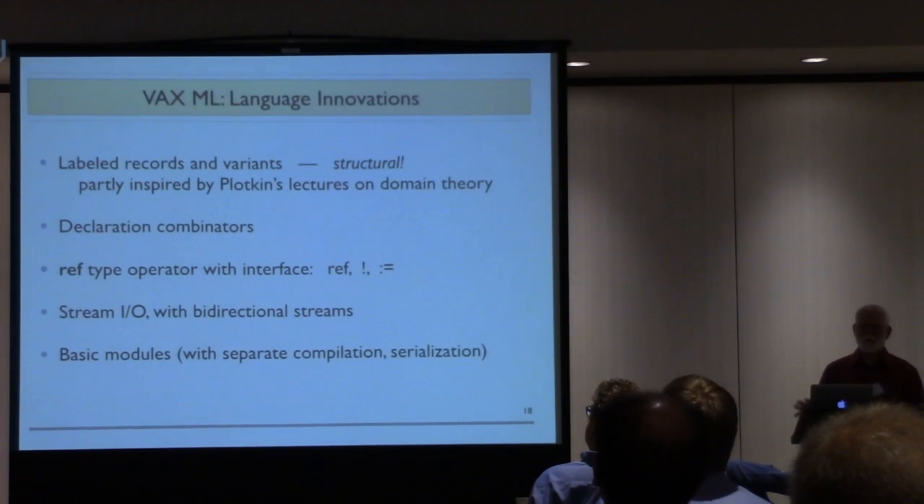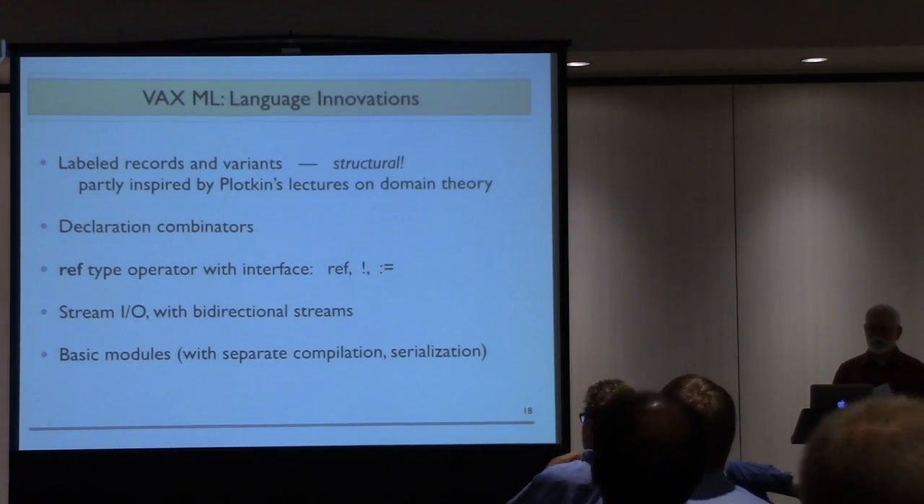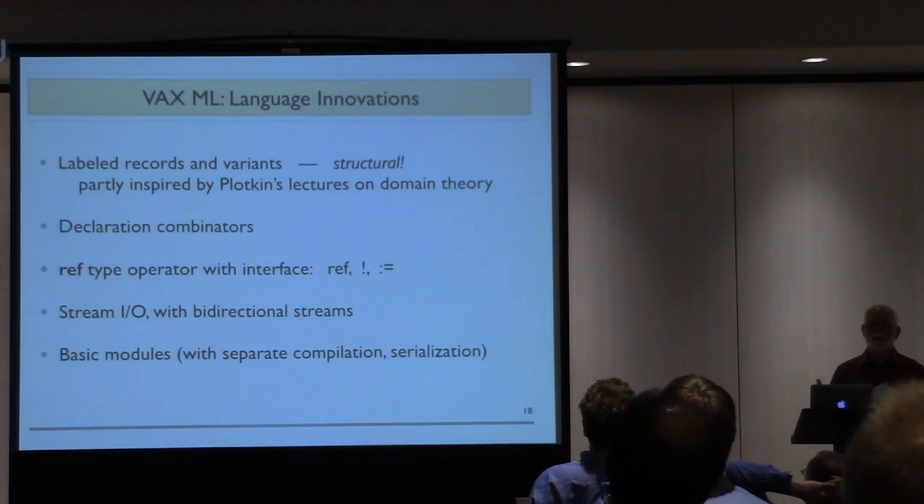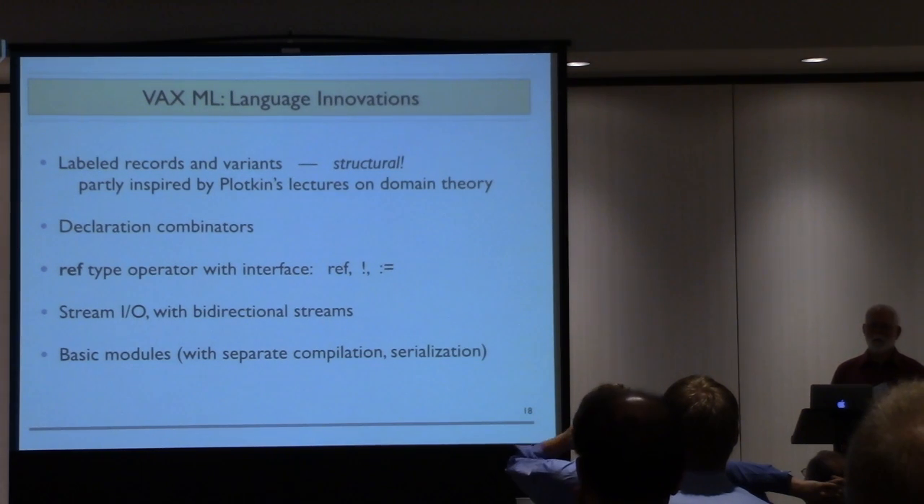Okay, so there was sparse documentation, but the interesting thing is it added labeled records. These were record types and variant types that didn't need declarations, they just existed. They were just intrinsic constructs in the type system. And this was partly inspired by Plotkin's lectures on domain theory.